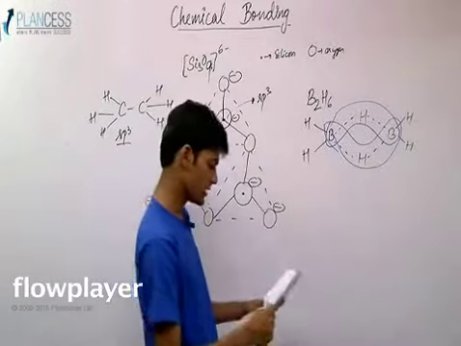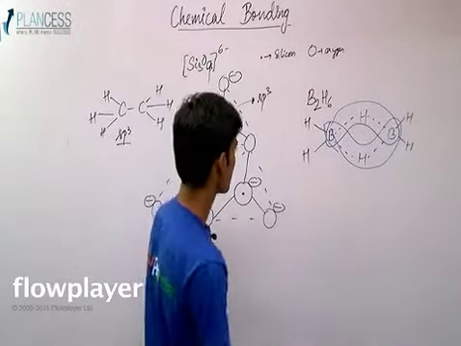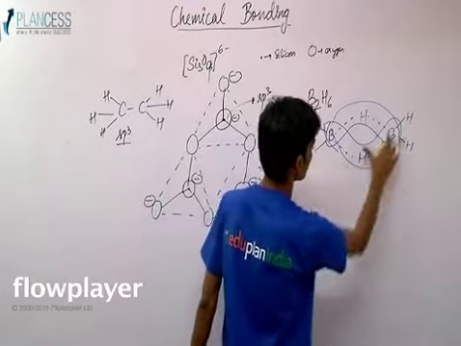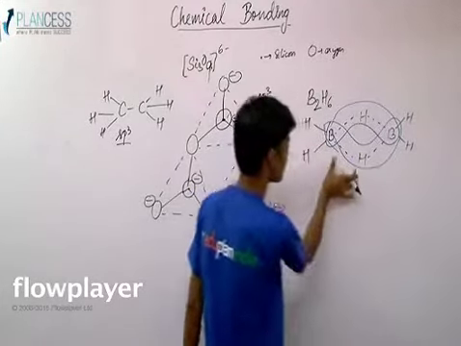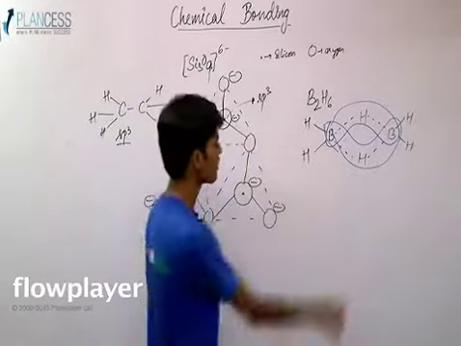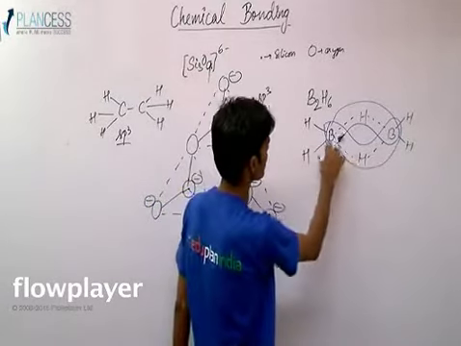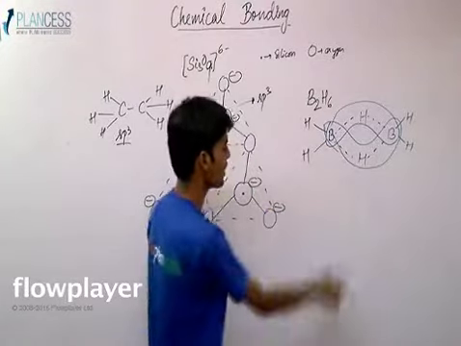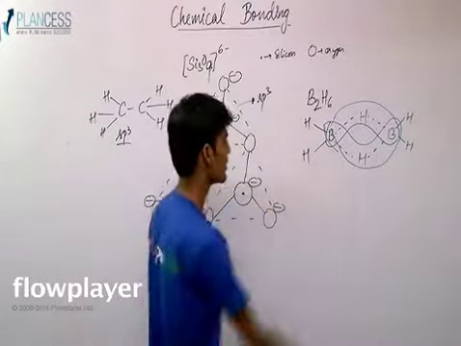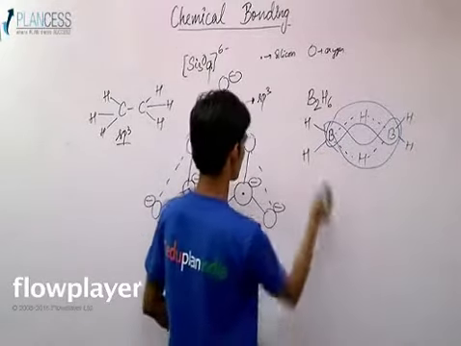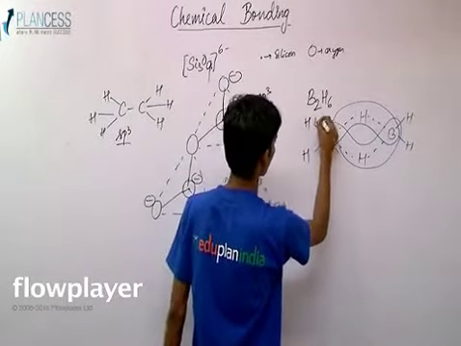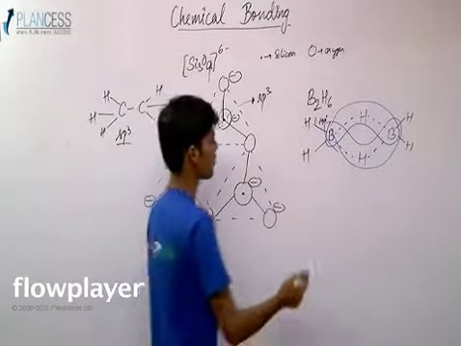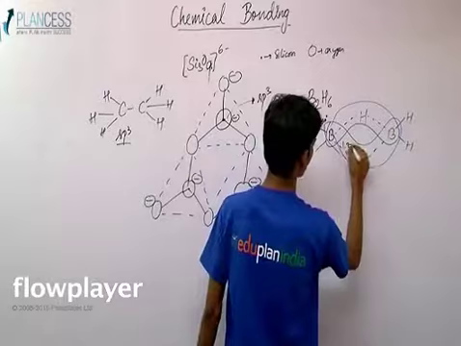A few properties regarding this: because only 2 electrons are delocalized over 3 centers, its bond strength is not as low as compared to the other bond. This BH bond strength is more than this BH bond strength, and this bond length is also greater than this bond length. For example, experimentally it is determined that this has a bond length of 1.19 angstrom, and this has a bond length of 1.33 angstrom.